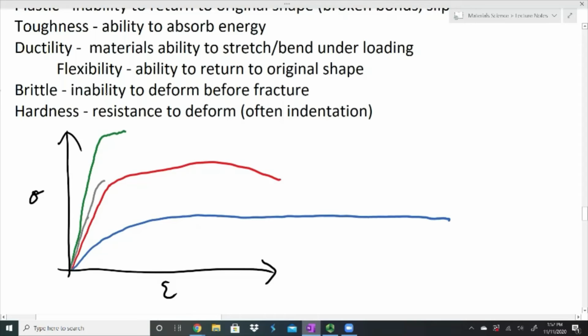But brittle in general means that it is going to fracture sooner than deform. Lastly, hardness is our resistance to deform, and often this is for indentation or scratch purposes. Again, kind of sounds similar to brittle. It has to do somewhat with strength as well, but it means that it's going to try not to deform.